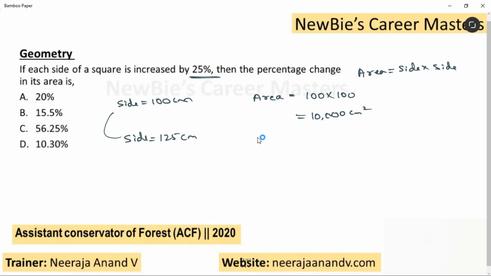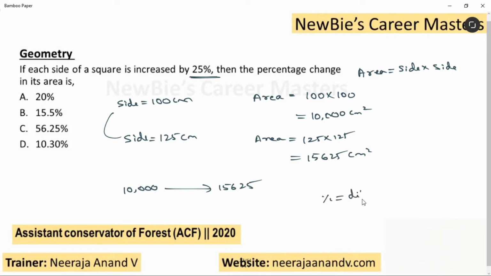Okay. Let's find the new area now. Area is equal to 125 into 125. We get this as 15,625 centimeters square. The question is for percentage change. That means what is the percentage change from this 10,000 to 15,625? Clear. This is the initial area and this is the changed one. So percentage change is equal to difference divided by base into 100. Okay. Difference is just the difference of these two numbers. That is 5,625 and the base.